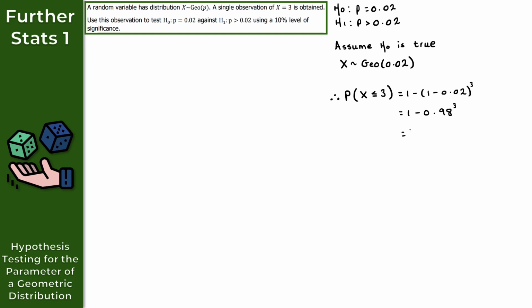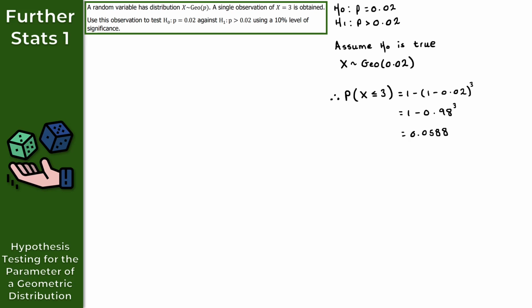So if I just quickly do that on my calculator, let's see what we get. 1 minus 0.98 to the power of 3, or 1 minus 0.98 cubed. And if we do this correctly, what we get here is 0.0588.